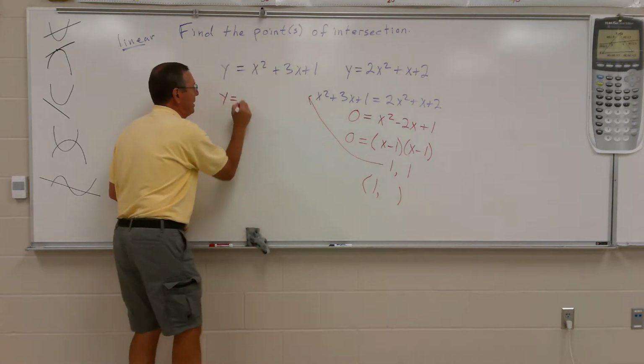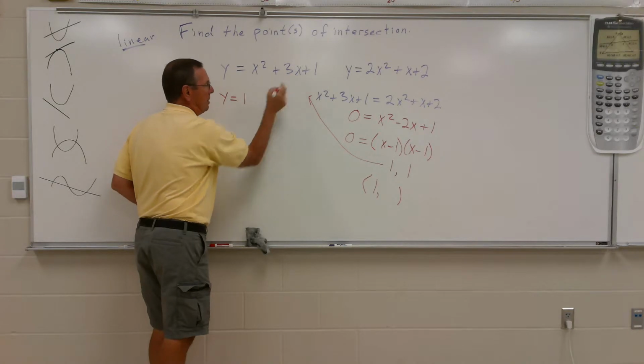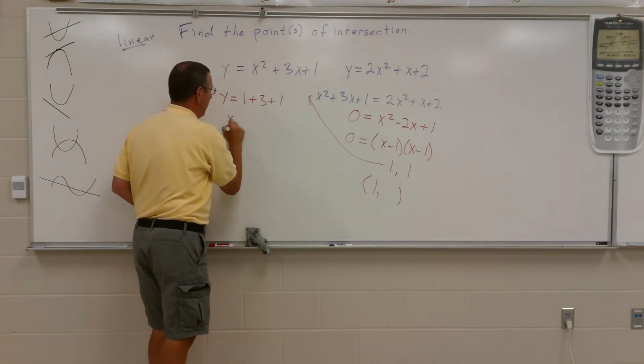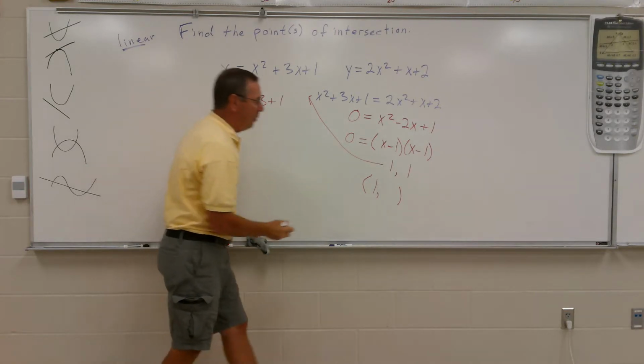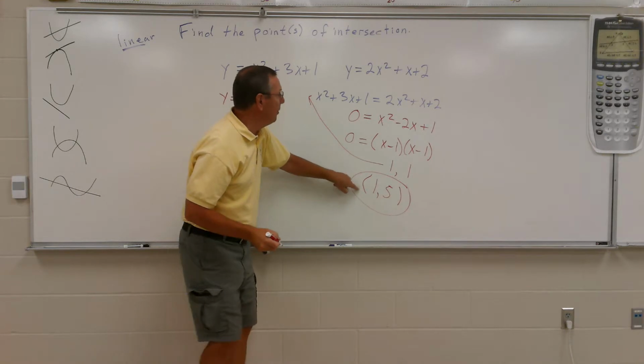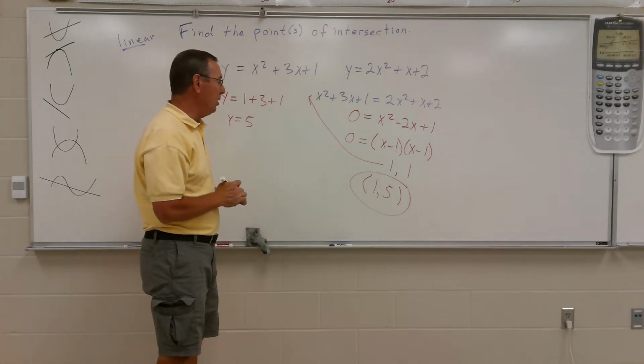I don't know what y is yet. But if I put the 1 in, 1 times 1 is 1. Positive 3 times 1 is a positive 3. Plus that other 1. I'll get y equals 5. There is my y number. And that is the only ordered pair that's a good answer for both of those parabolas. It's the only one that's a good answer for both.